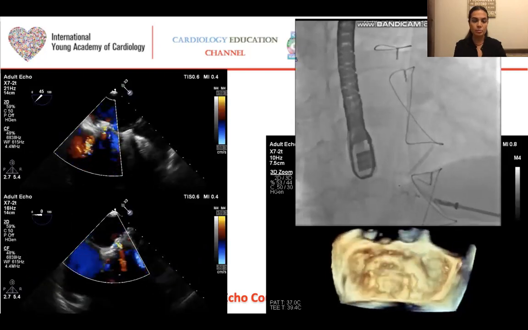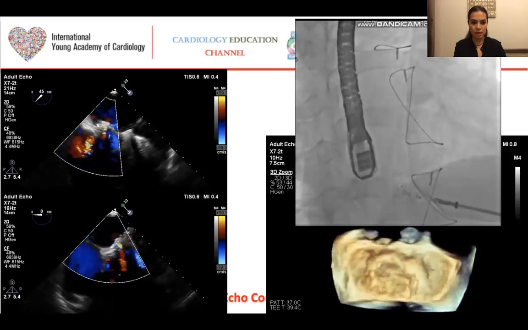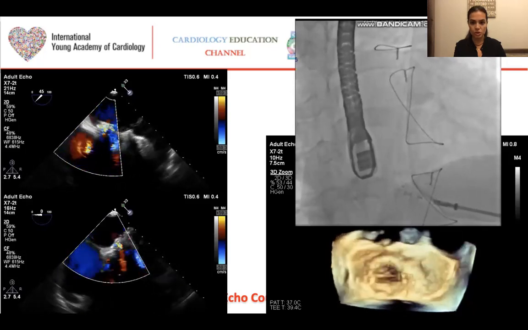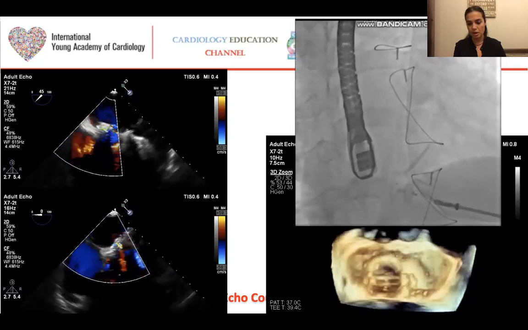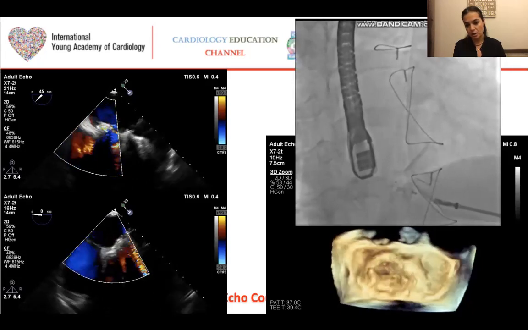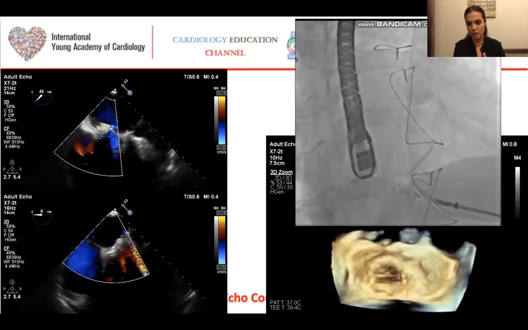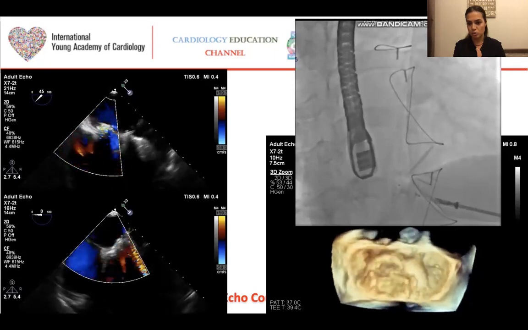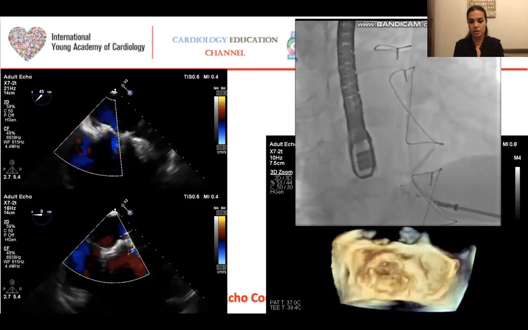We placed the device, and there was no residual regurgitation. In the 3D image, you can see that we put a device, and the leaflets move very well. Also in the fluoroscopic view, we see that the leaflets are moving and the device is just there.